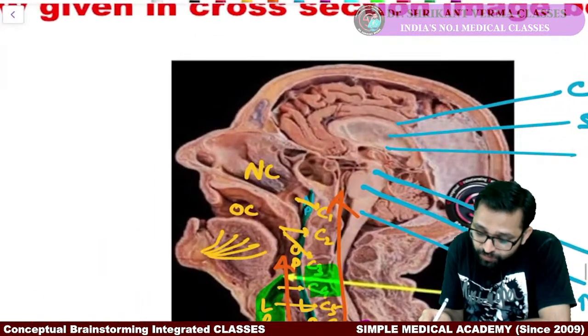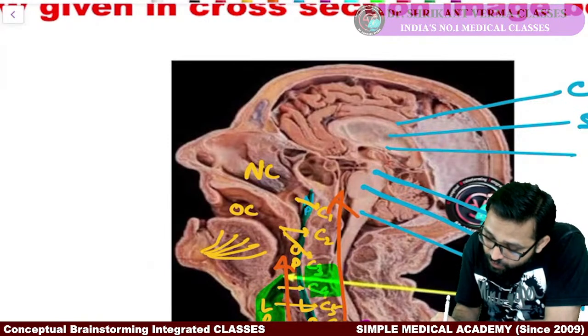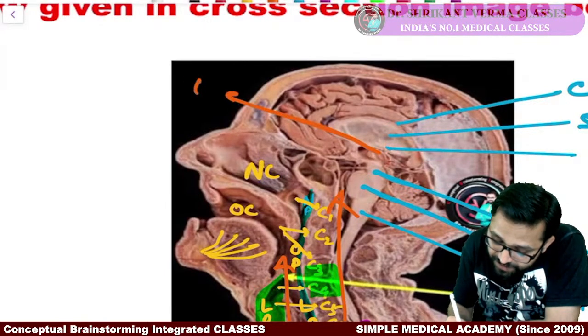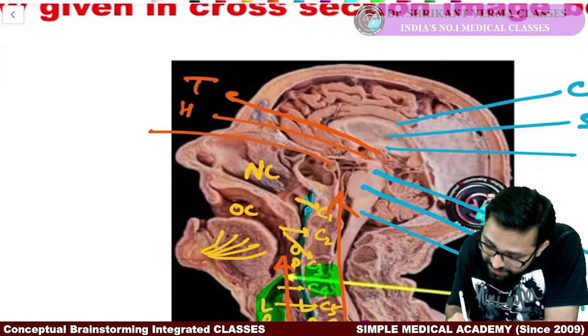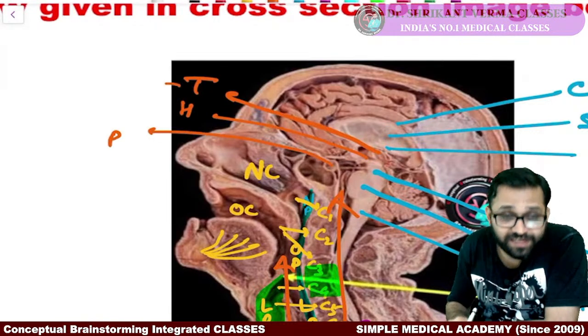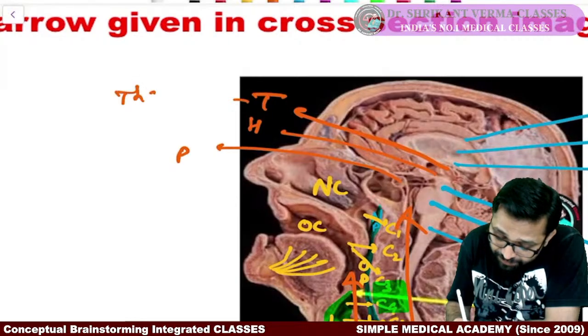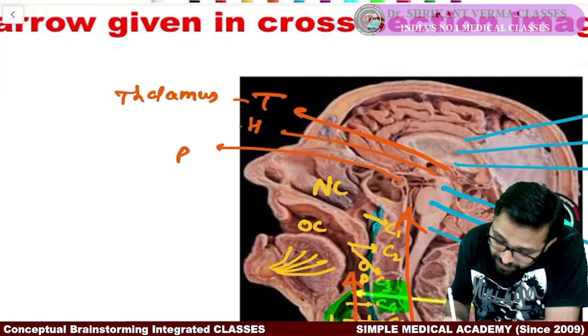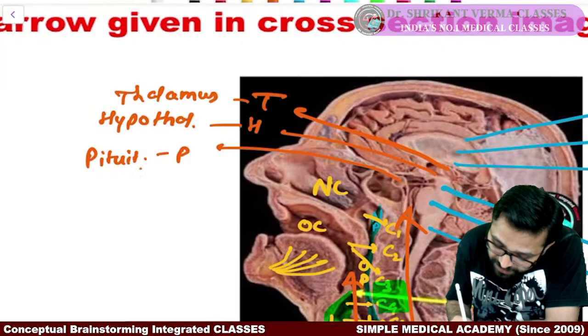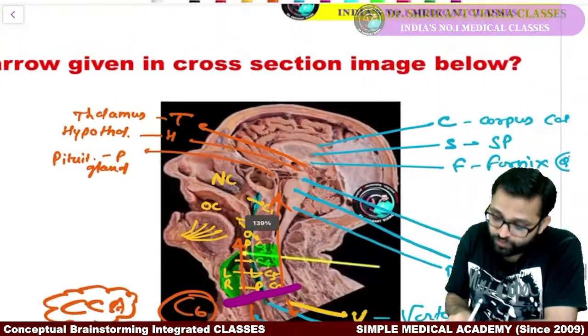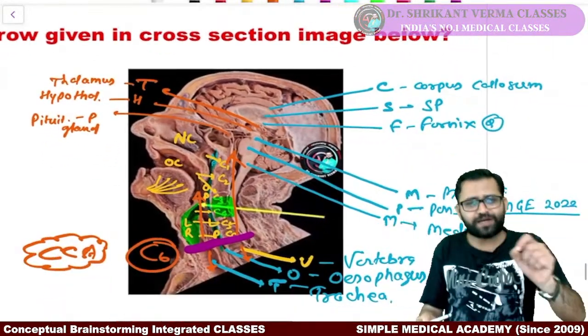And one last thing I want to tell you. Here is the T, below the T there is the H, and below this H there is the letter P. THP, yes, THP: thalamus, I told you. H for hypothalamus, I told you. And P for pituitary gland, I told you. So this is one quick review.